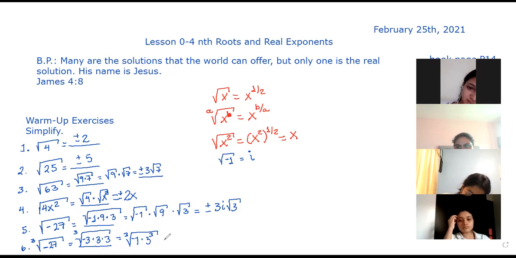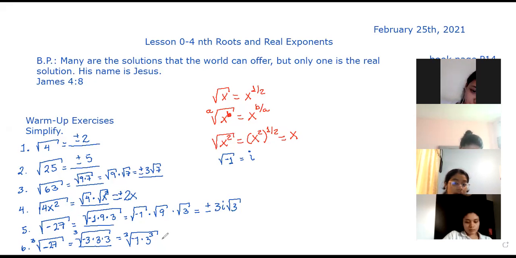Okay. And this negative 1, I want you to look in the calculator. You can't find the square root of a negative number, but it's possible to find the cubic root of a negative number. So tell me, what is the cubic root of negative 1? Negative 1. And these 3 will go with this 3. So your answer is negative 3. Just negative 3.